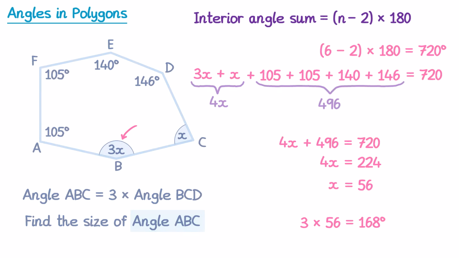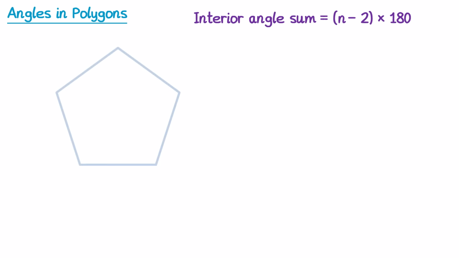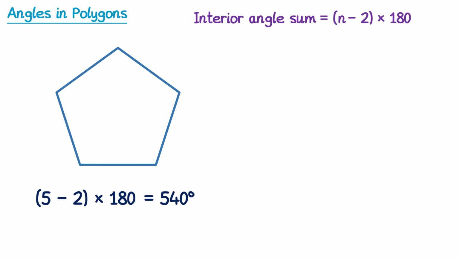Next we're going to take a closer look at some regular polygons, like this regular pentagon here. If we calculate its interior angle sum by doing 5 subtract 2 multiplied by 180, we get 540. This means all of the angles inside this shape must add up to make 540. But since it's regular, remember that all of these angles must be the same size.